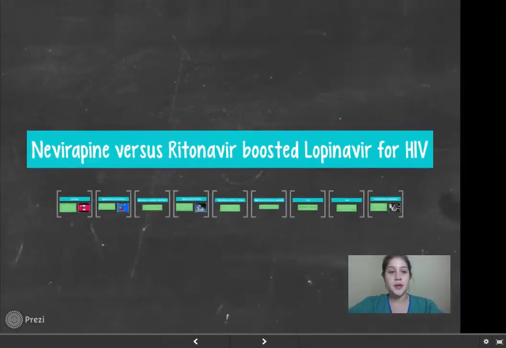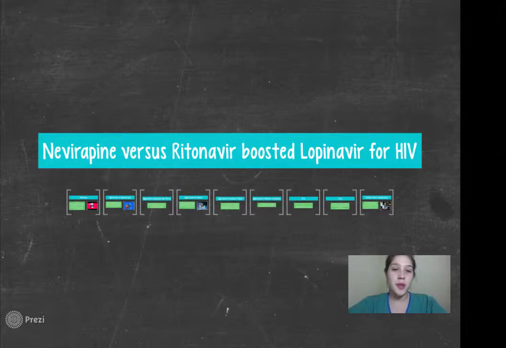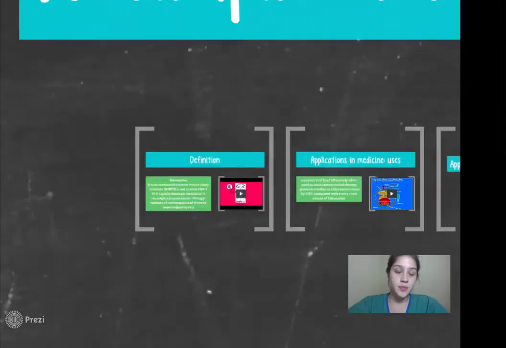Hi guys, the topic of the day is Nevirapine versus Ritonavir boosted lopinavir for HIV infection in children.